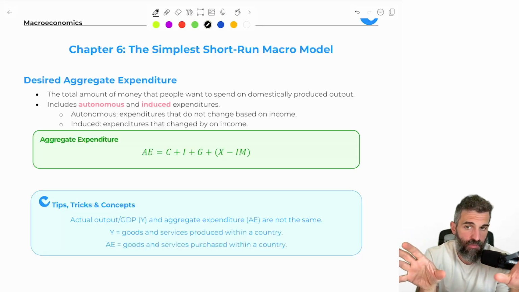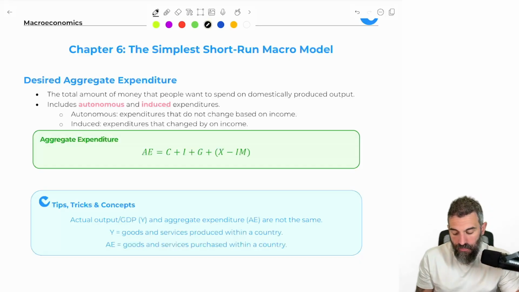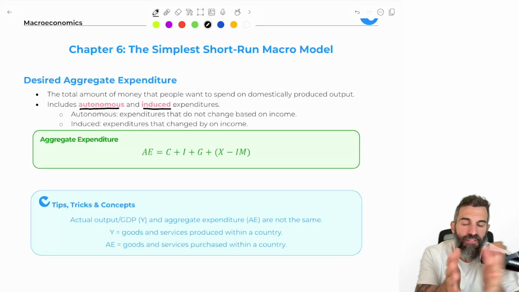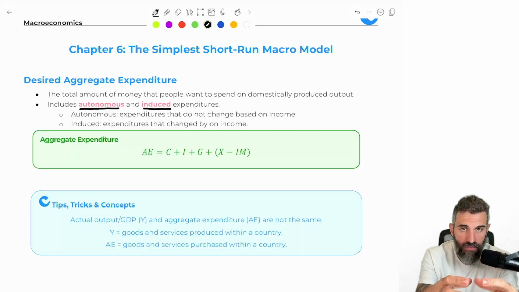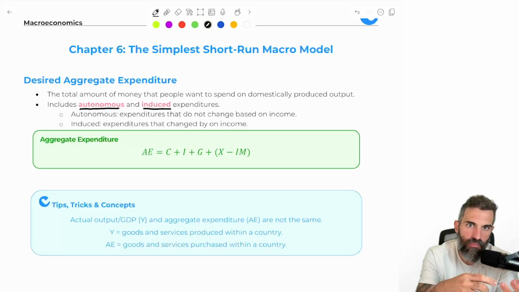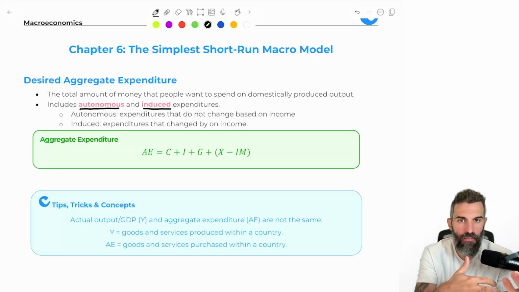Now we have two broad categories of expenditures. We have autonomous expenditure and we have induced expenditure. Think of these as fixed and variable. Autonomous expenditures are expenditures that you're going to spend regardless of your income. So in an economy, there's always going to be expenditures that are spent regardless. There's always going to be a little bit of consumption, even if you have no income. Like, you still have to live somewhere, you still have to eat. So even without income, there's still some money that you're going to be spending.